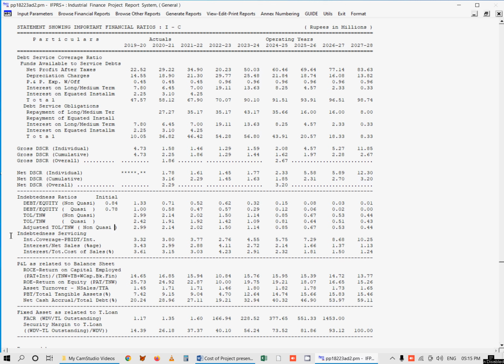Interest coverage. You get the interest coverage ratio in all 3 ways: PBDIT to interest charges, interest charges as percentage to net sales, interest charges as percentage to total cost of sales. Then P&L as related to balance sheet in terms of assets turnover, ROE, RONW, etc. Thus, a very crystal clear and in-depth analytical view there too.